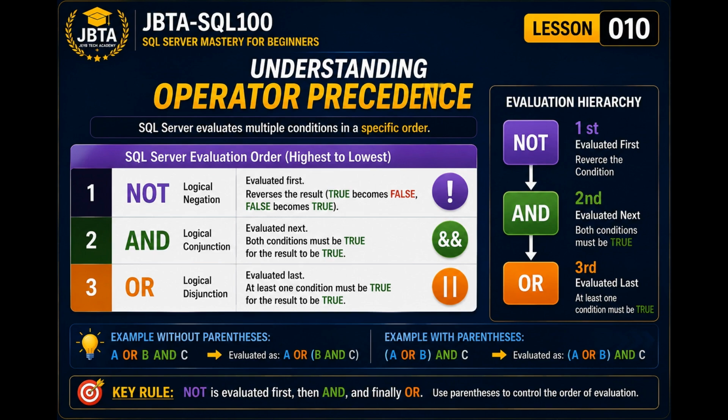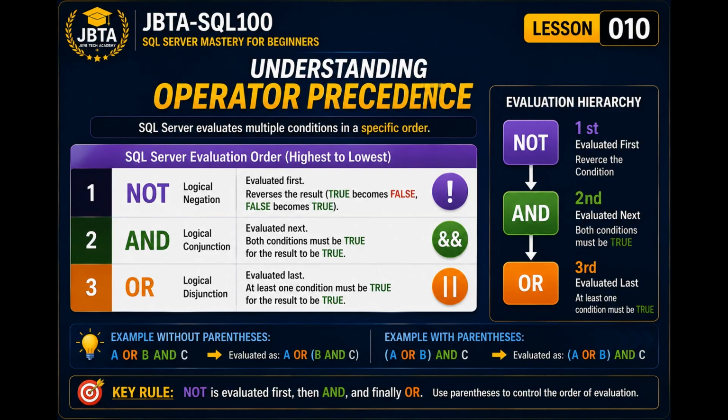Now that we've seen how two similar queries can produce different results, let's understand why it happens. The answer is operator precedence. Operator precedence simply means the order in which SQL Server evaluates multiple conditions. Just like mathematics follows a specific order when solving an expression, SQL Server also follows a predefined order when evaluating logical conditions. It does not evaluate conditions randomly. It does not evaluate them based on the way we read the query. Instead, it follows its own rules every single time.